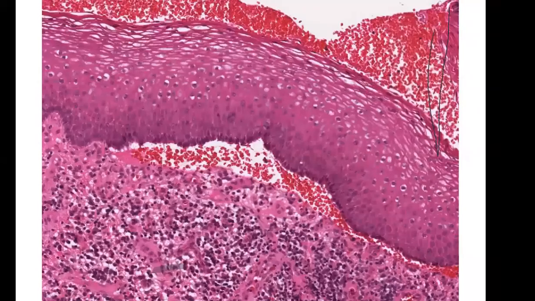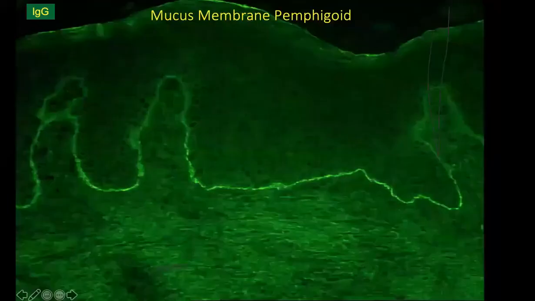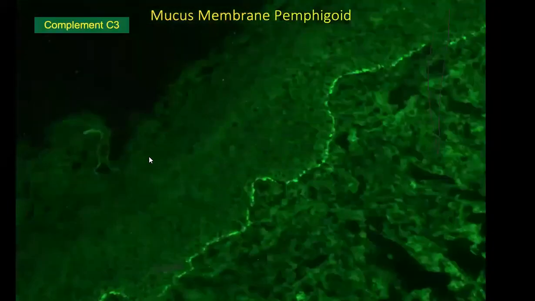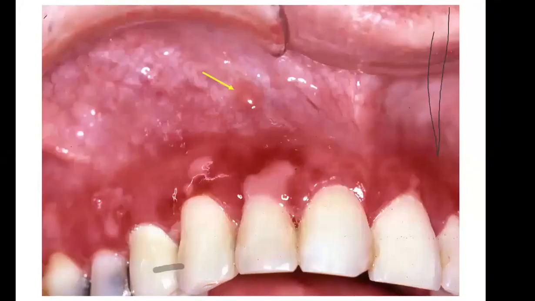And so we are familiar with the histopathological findings. You get a subbasal split exposing the connective tissue, and direct immunofluorescence findings would show immunoglobulin G at the basement membrane, as you see in this picture, as well as C3 at the basement membrane. These are very characteristic findings in mucous membrane pemphigoid. And in rare cases, in the mouth, you might see an intact blister, as you see in this clinical picture.